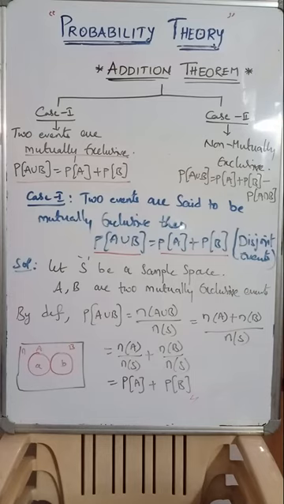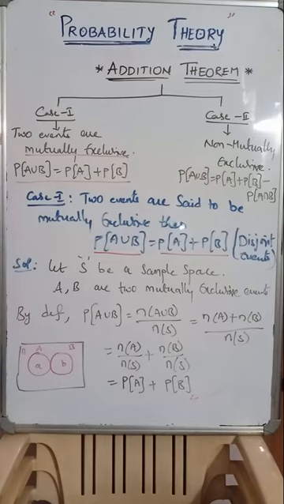Case 2 would be when two events are said to be non-mutually exclusive. Non-mutually means they are not excluded. Somewhere there must be a common element. A common element means intersection should be used. P of A union B equals P of A plus P of B minus P of A intersection B. So when mutually exclusive, the intersection won't come. When non-mutually exclusive, they are somewhere not disjoint. They are somewhere joint.